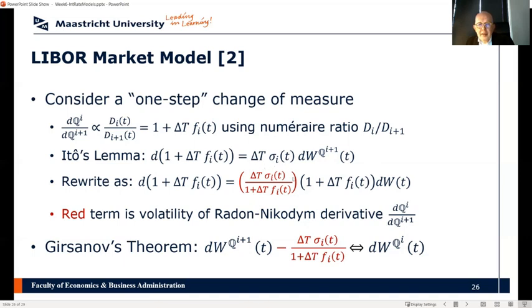So this red term is the volatility of the Radon-Nikodym derivative process, and therefore this volatility term here is the drift adjustment that I can use in Girsanov's theorem. So how did Girsanov's theorem work? By saying, if I'm changing from measure Q^{i+1} to Q^i, that means that the Brownian motion, the stochastic process that was a Brownian motion under measure Q^{i+1}, minus this red drift term here. Oh, there should be a dt here. I apologize for that mistake. So that's slide 26, dt.